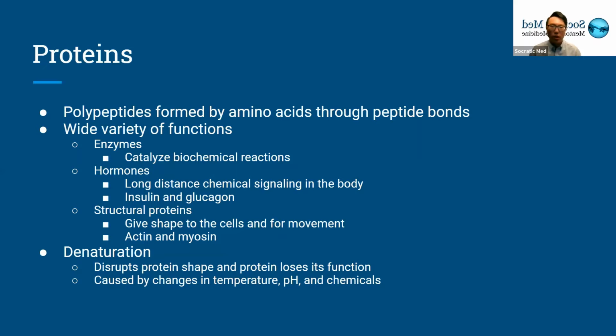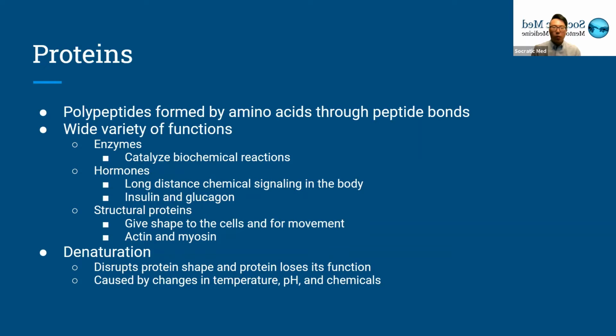Some of the functions are that it can be an enzyme that catalyzes biochemical reactions. So they form enzymes that speed up reactions without being used up. They decrease the amount of energy needed for chemical reactions in order to speed up the reaction. Or they're peptide hormones that are used for chemical signaling over long distances. Examples of those are insulin and glucagon. I know most hormones are steroids, but there are a few peptide hormones that are used.